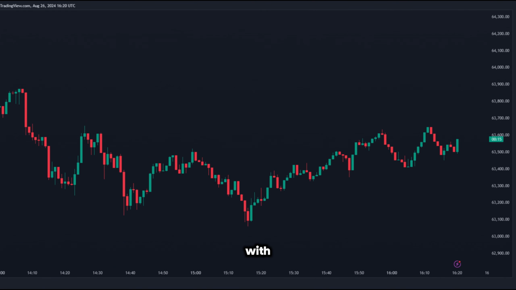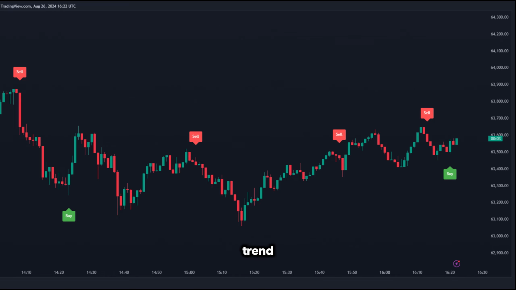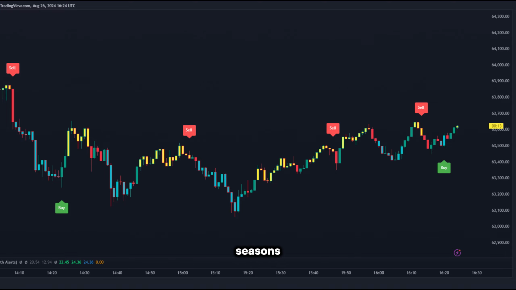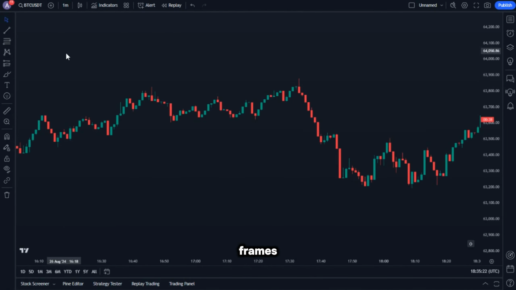Let's proceed with establishing a highly efficient trading setup. We will utilize two key indicators: the reversal trend filter, which identifies potential trend changes using green and red signals, and the heat map seasons, which aids in visualizing momentum. Begin by opening a 1-minute Bitcoin chart, as this strategy is optimized for short time frames. Now, let's detail the trading setup.